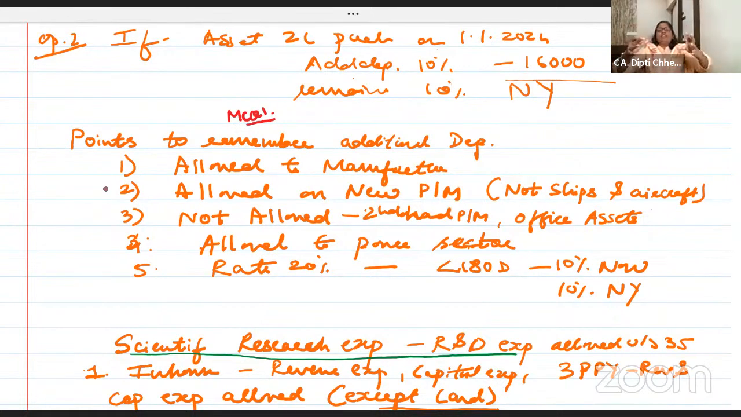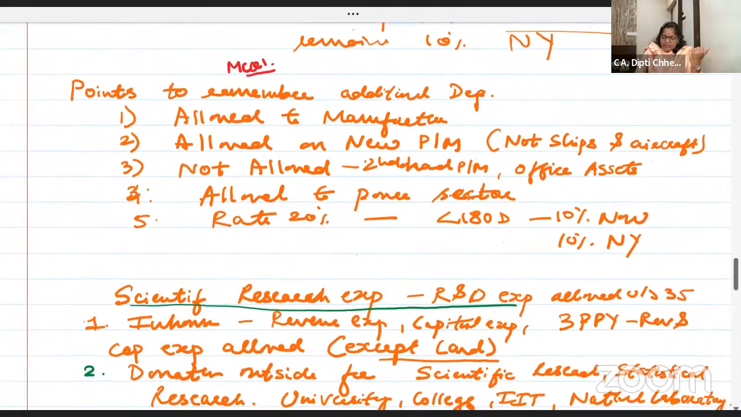Core plant and machinery which is used in my factory, additional depreciation is allowed at the rate of 20%. If asset is used for less than 180 days, 10% now, 10% next year. Additional depreciation is also allowed to power sector because they are generating power. Okay. So these are the points.